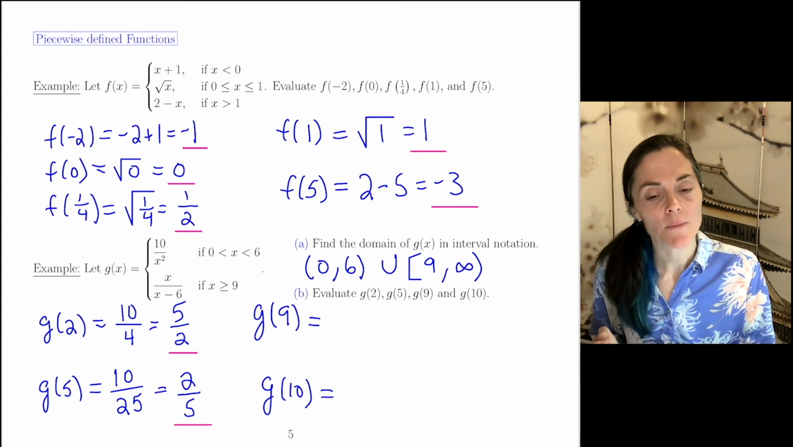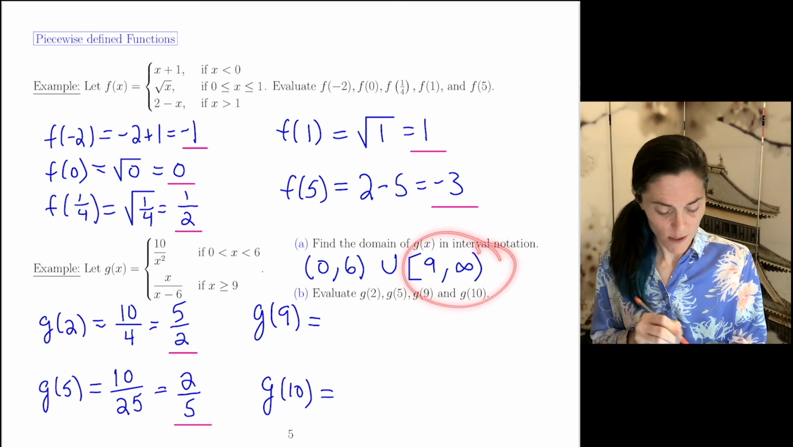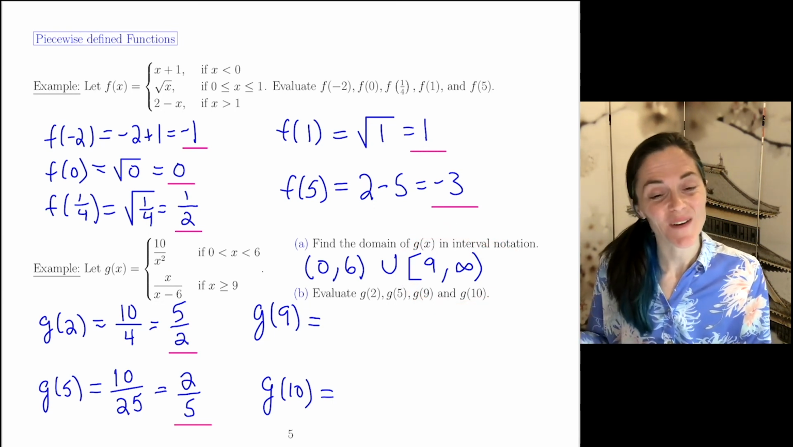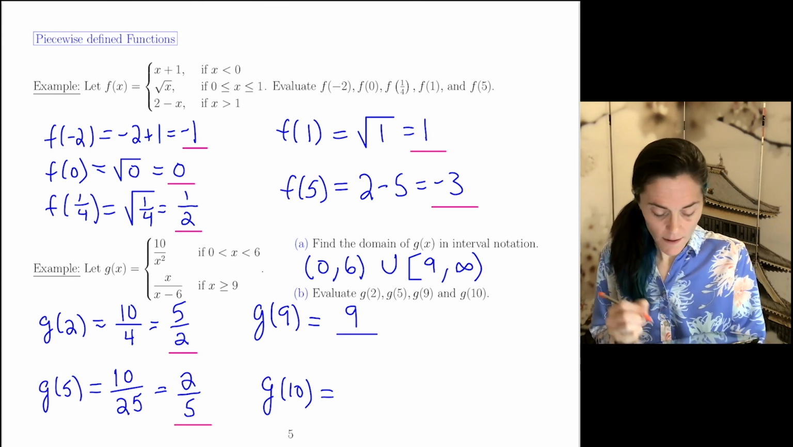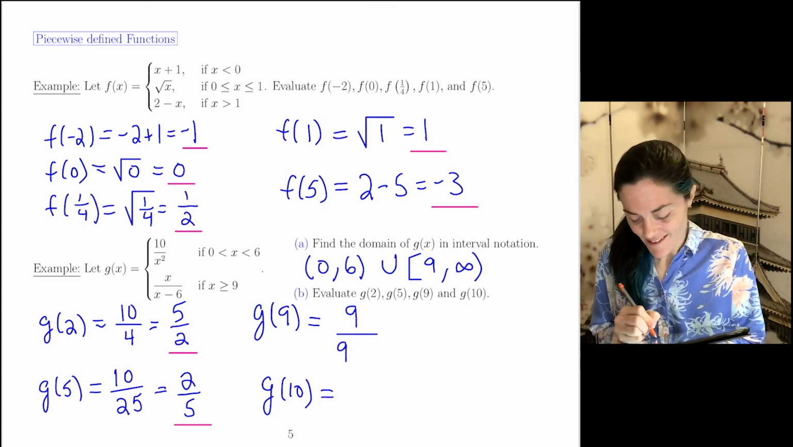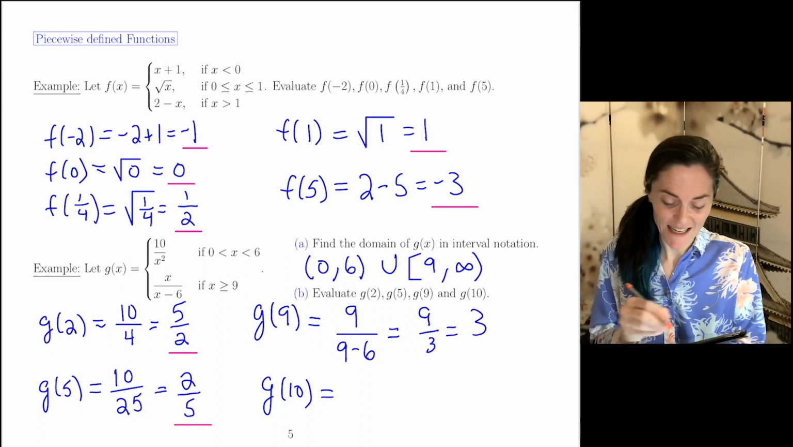g of 9, well, 9 is in this interval, so we use the other formula. g of 9 is 9 divided by 9 minus 6. This is 9 over 3, which is 3. So g of 9 is 3.